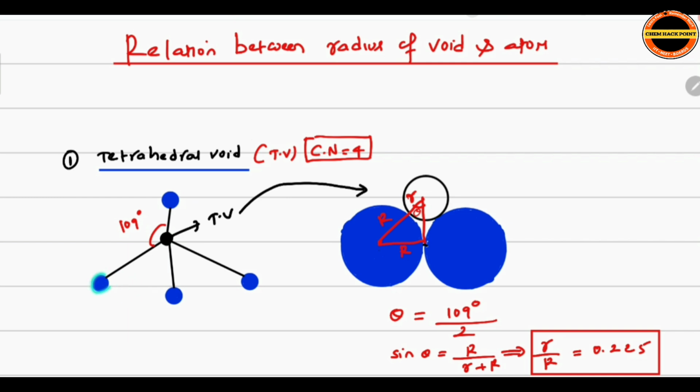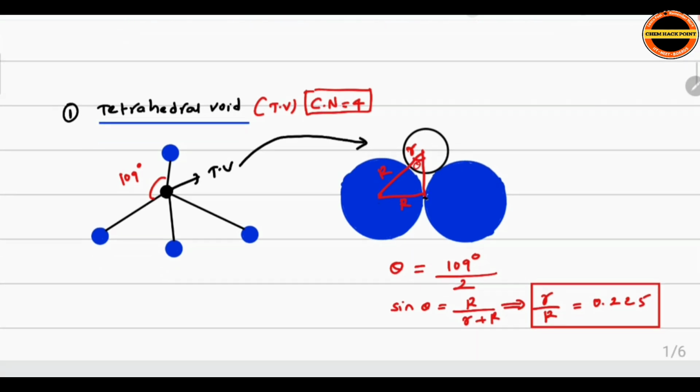Now I am showing any 2 atoms among these atoms and the void. See here I am showing these 2 atoms as well as the void. This is the tetrahedral void. If you join this, here capital R is the radius of atom, small r is the radius of void. Theta is 109 degrees by 2 because it is half. Overall it is 109, but here half it is 109 degrees by 2. Sin theta is r by R plus r, and r by R is overall 0.225. You will get this value, a particular value you have to remember. But overall I am going to give one particular table. If you remember the table, that's more than sufficient.